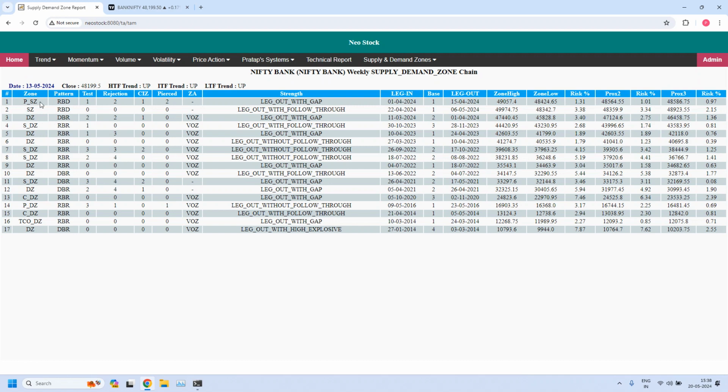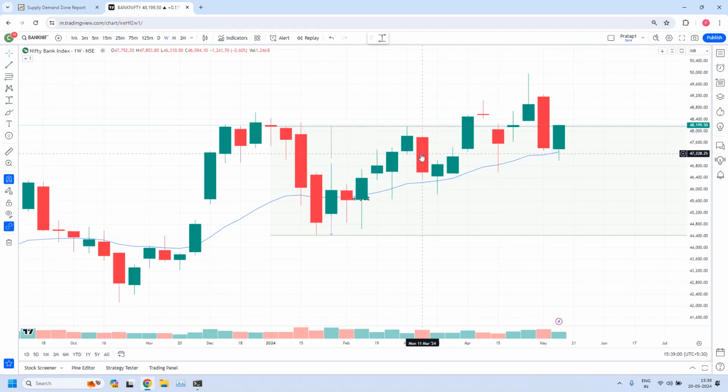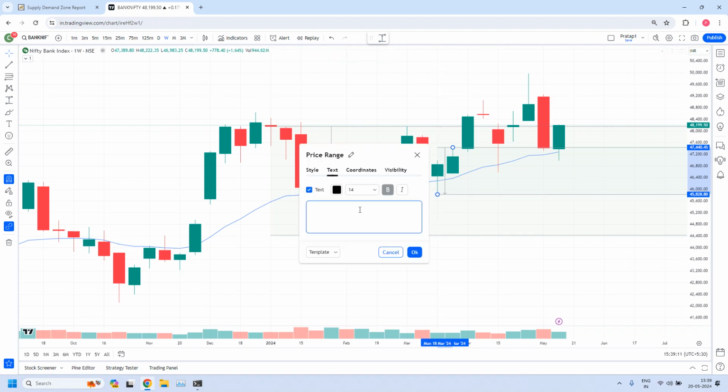We have one pierced supply zone. Let us leave that. And we have a valid supply zone and demand zone. First let us draw the demand zone. We have 11/3/2024, 2 base candles. See, this is the 11/3/2024, 2 base candles. So let's draw the weekly zone. So this is a weekly demand zone.